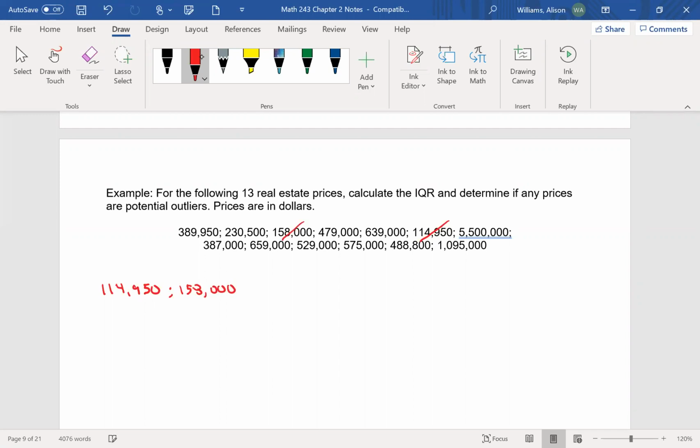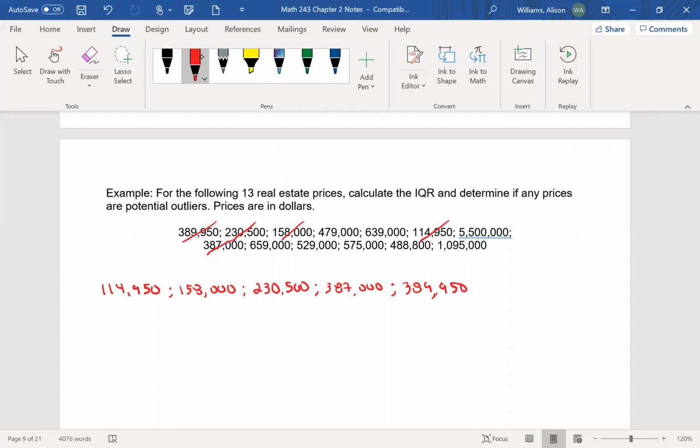Okay. 230,000 after that. Okay, so 387,000 first. So we have two of them in the 300,000s. And then 389,000. Oh, sorry. 9,950. Second. All right.